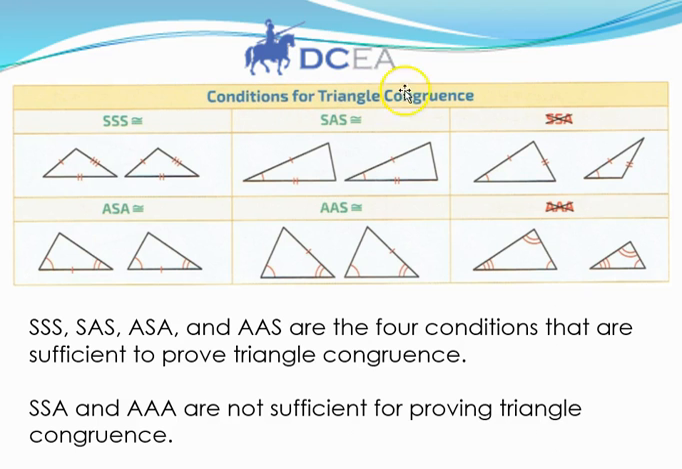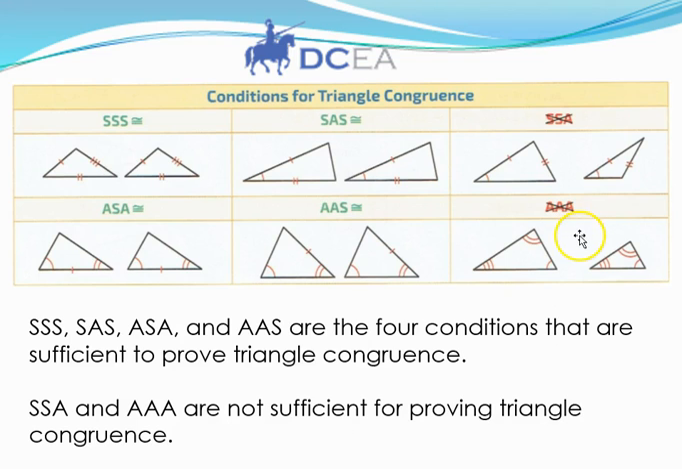So these are our conditions for triangle congruence. The four conditions that we can use to prove triangles are side-side-side, side-angle-side, angle-side-angle, and angle-angle-side. The two conditions that you may not use are SSA and AAA.